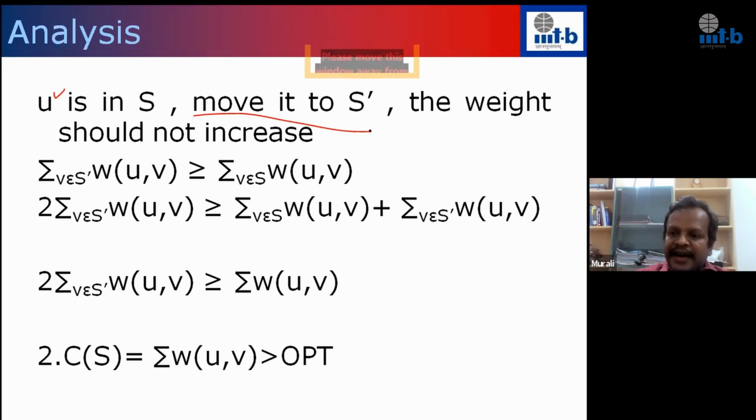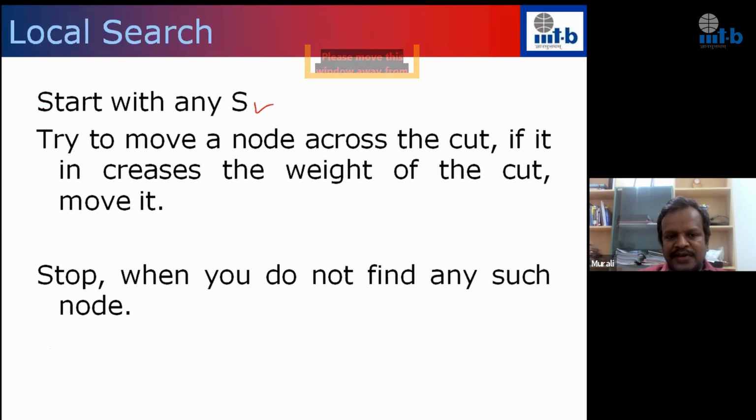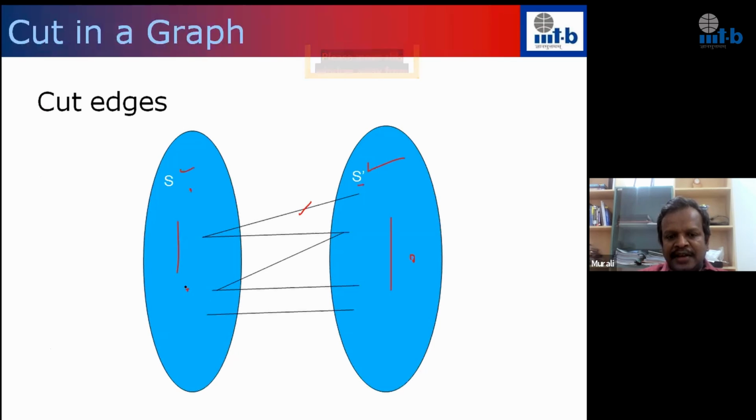Okay, let's just write down what this means. If you look at all the edges where one of the endpoints is in S dash, that's the cut edge. U is in S, and this is before moving. So before moving, you look at all the edges where the other endpoint V is in S dash. U is in S, right? Let's look at this diagram. U is in S. Just look at all the edges which are outgoing from here. All of them will contribute to the cut edge.